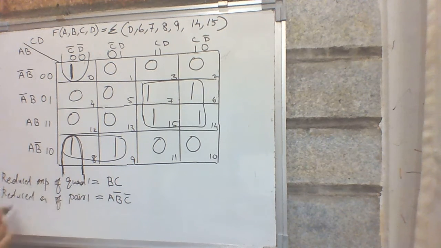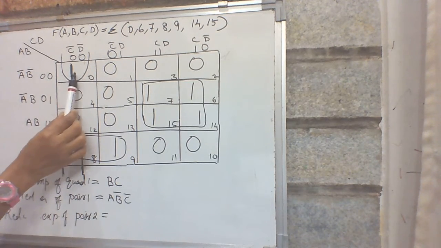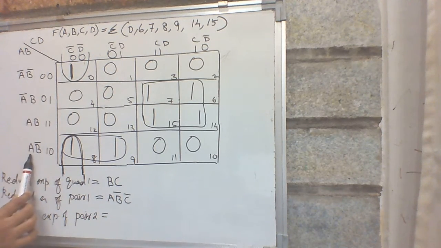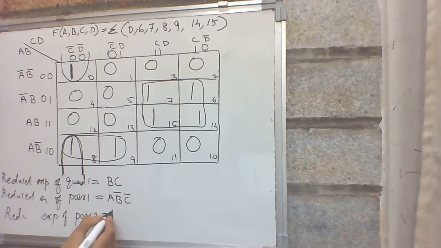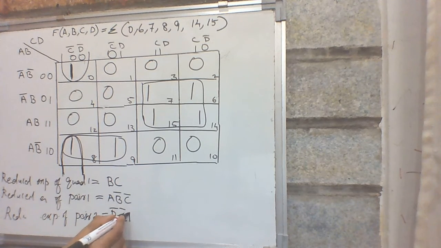Then find out the reduced expression of pair 2. By map rolling, we got one pair. Then find out the reduced expression of this pair. Check the left side. A bar B bar, A B bar. Which variable is changing? A bar is changing to A. The remaining thing B bar. Then the top side C bar D bar. This is the reduced expression of pair 2.